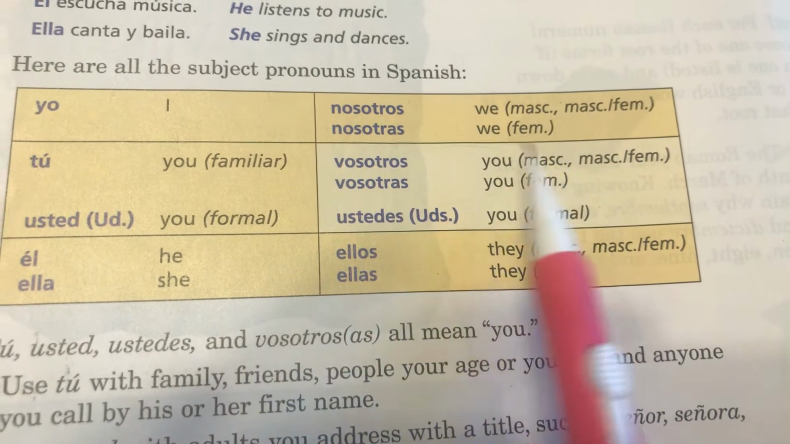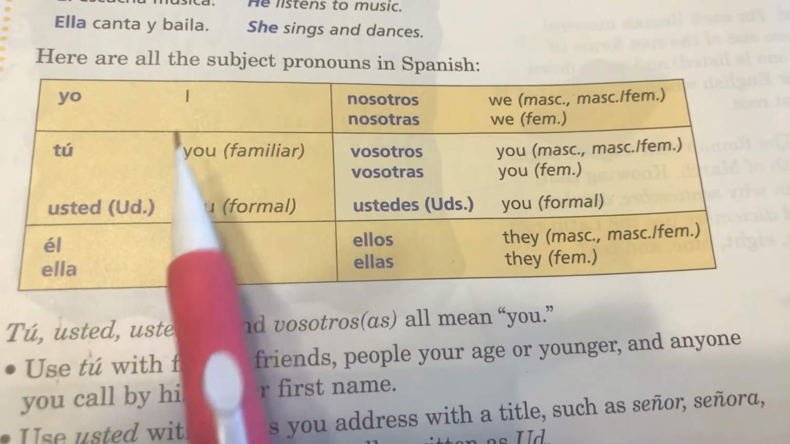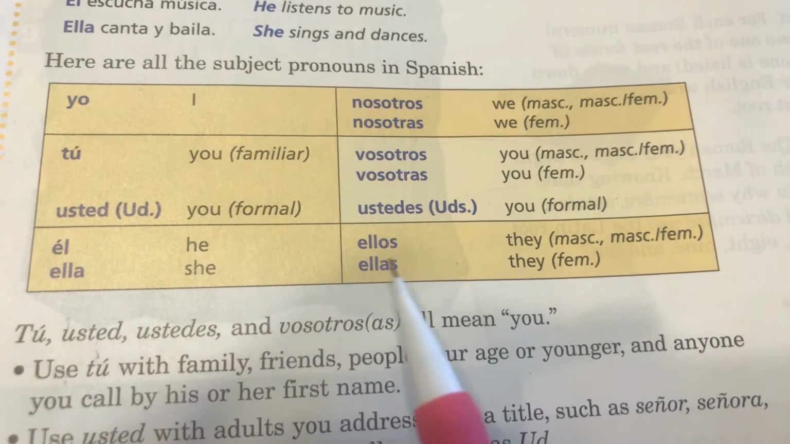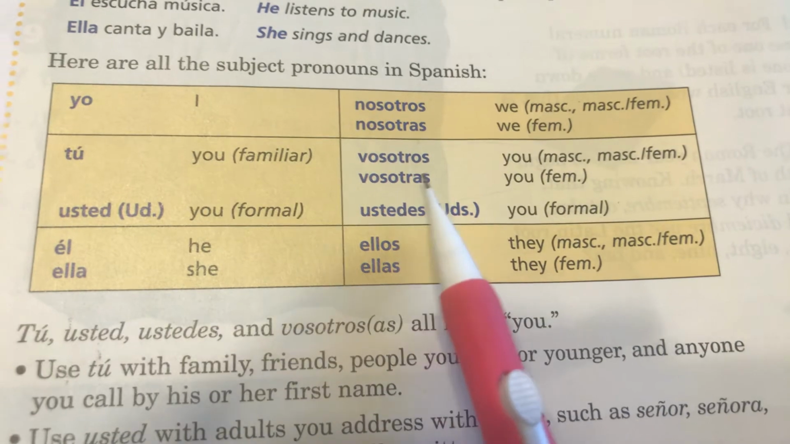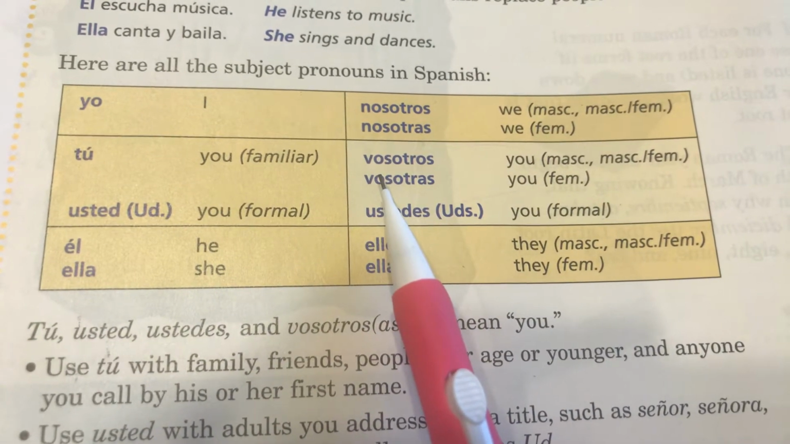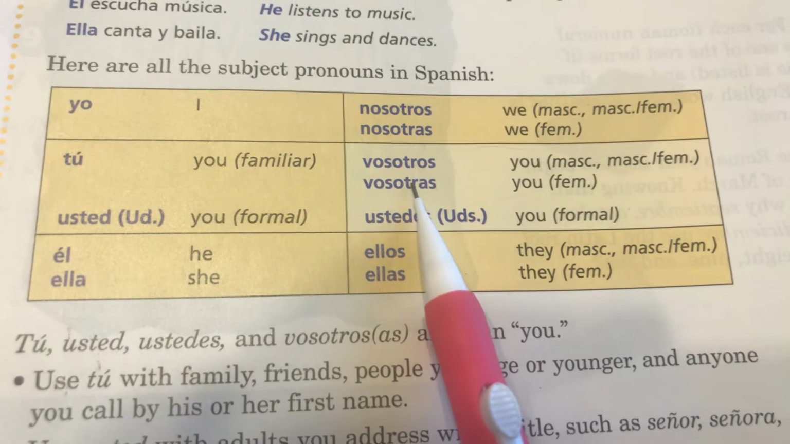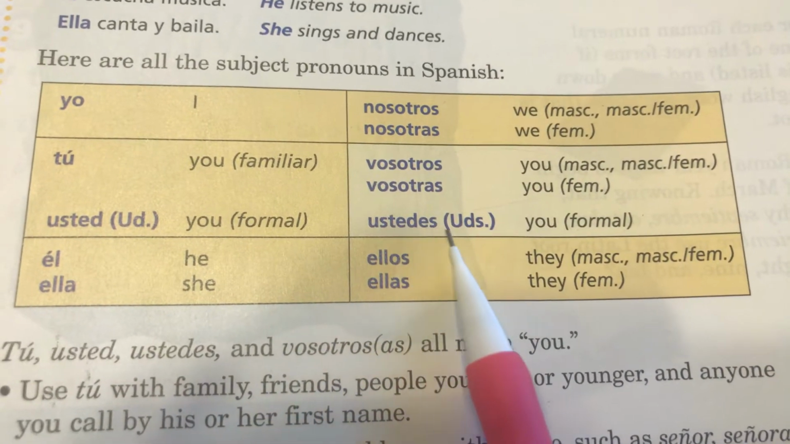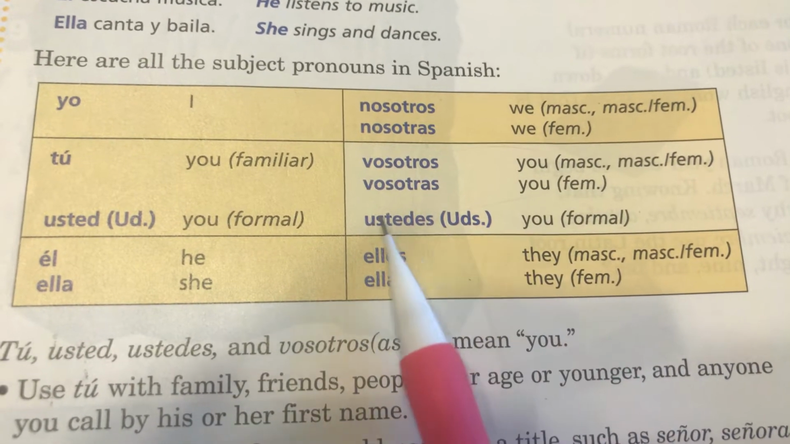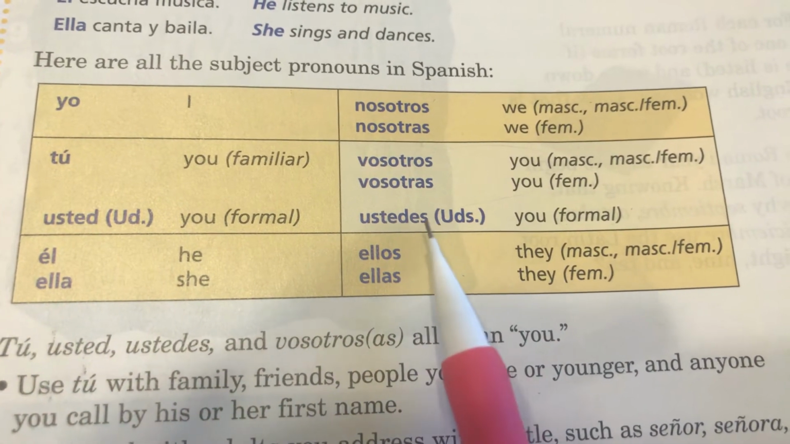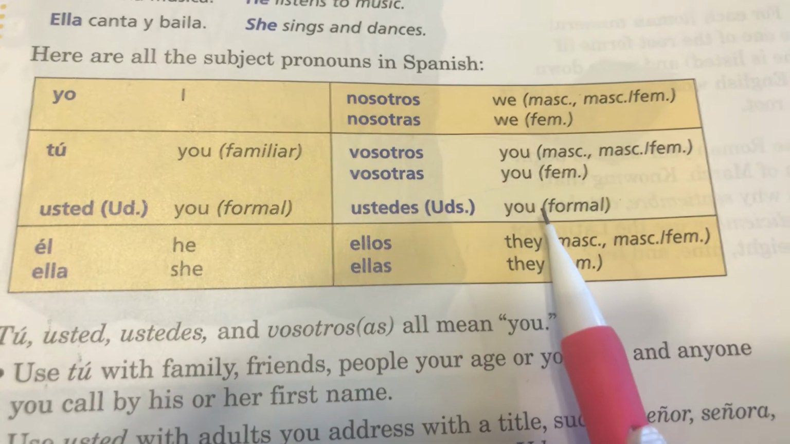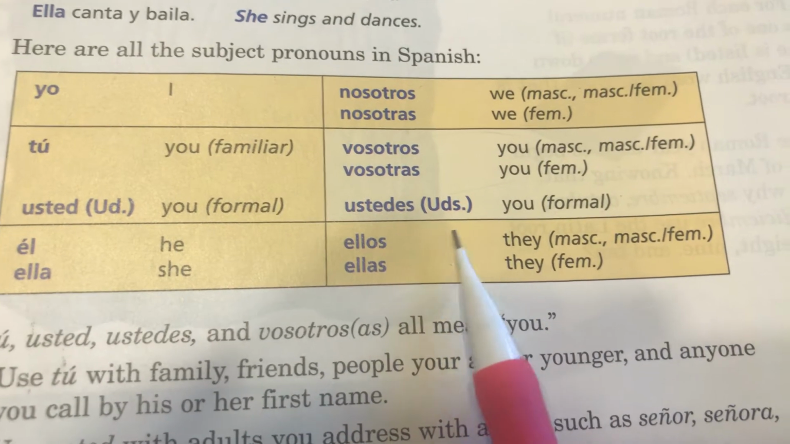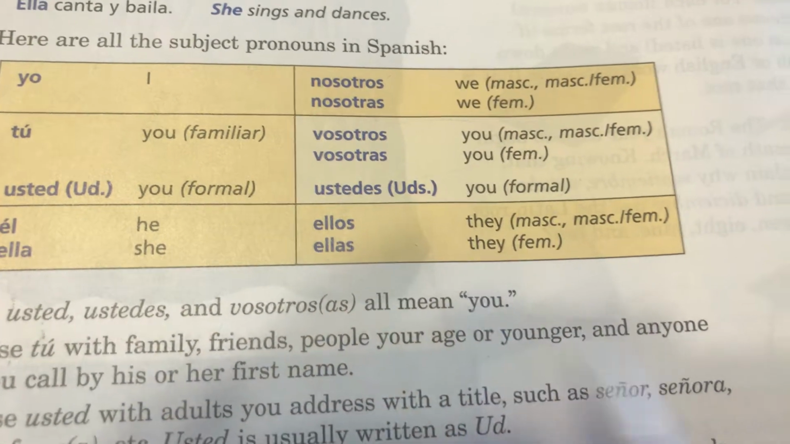And then we have vosotros, vosotras, you. And this is what they use in Spain. This book teaches Spanish, for example, in Mexico. And so they want you still to know how to say you, if you were to go to Spain or hear someone say vosotros, vosotras. And then we have ustedes, which is the plural form of usted, but you can use it either in a formal way or informal if it's more than one person. And then we have ellos, ellas, they.